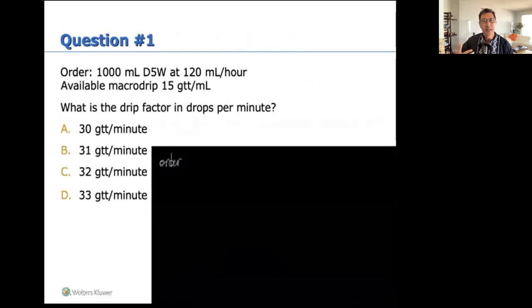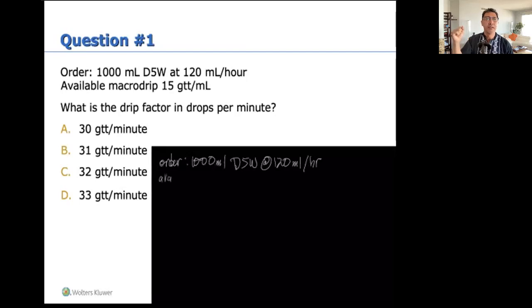When I'm doing any type of calculation, I like to write out my formula. So my order is 1,000 ml of D5W at 120 per hour. Available, I guess I'm rewriting what I had upstairs, is a micro drip at 15 drips per ml.